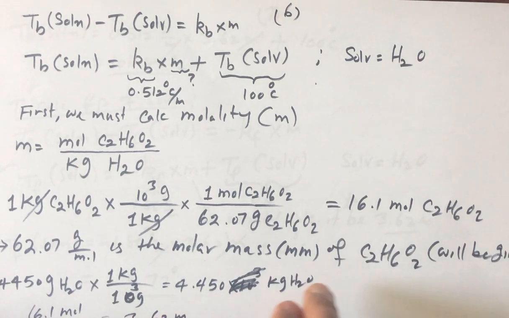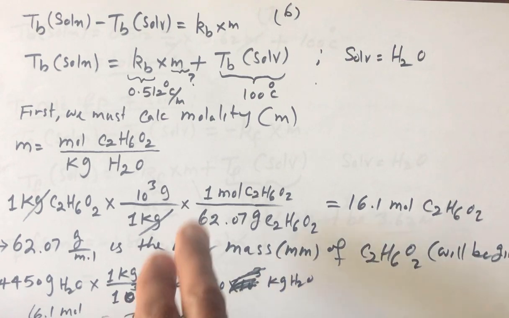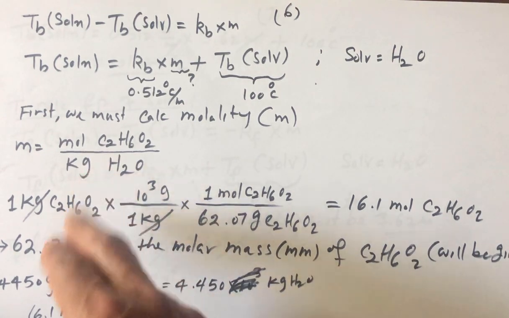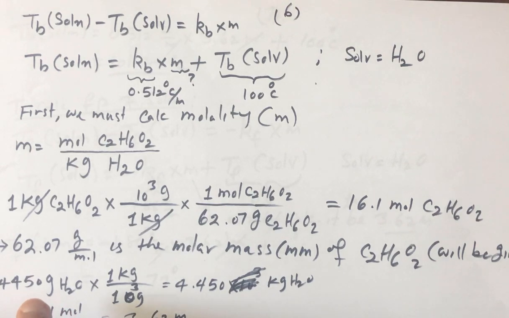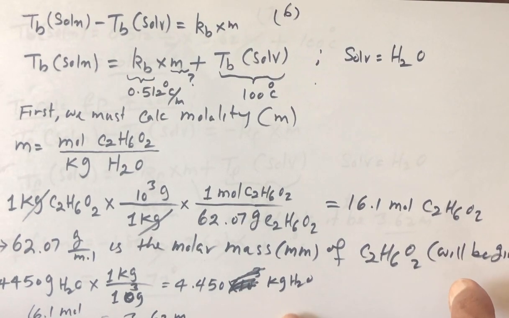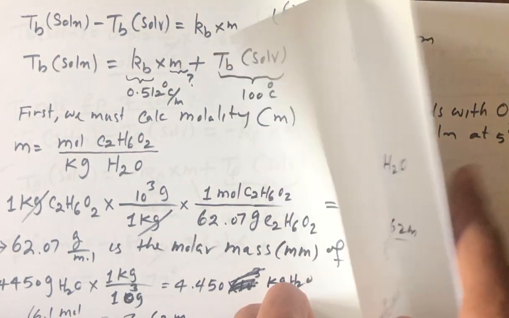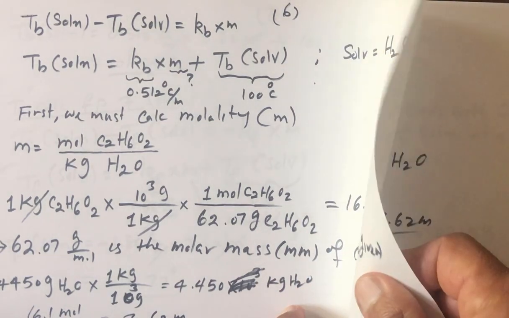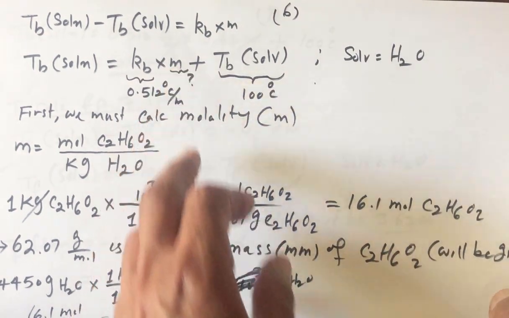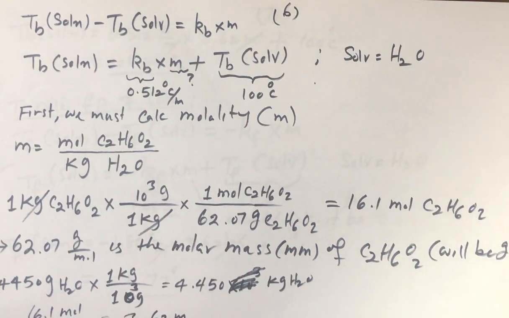Then we also have to convert the grams of water to kilograms of water for the denominator of the molality equation. So 4450 grams of water divided by 1,000 gives you 4.45 kilograms. Now that we have the moles and the kilograms of the solvent, we can easily calculate the molality to be 3.62 m. That's the m here in this boiling point elevation equation.